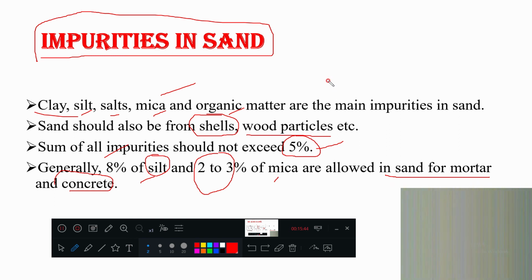Then what is going to happen? The bonding property and strength-acquiring property are going to be reduced. Shrinkage defect is going to be increased. Strength less, bonding less, shrinkage more, cracking more. These are the problems with the impurities.